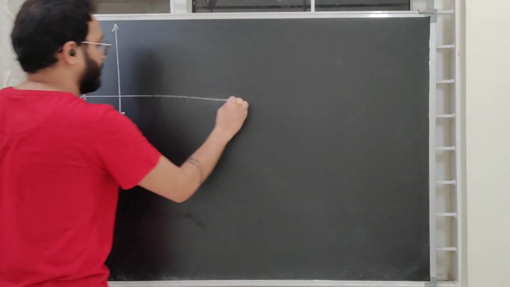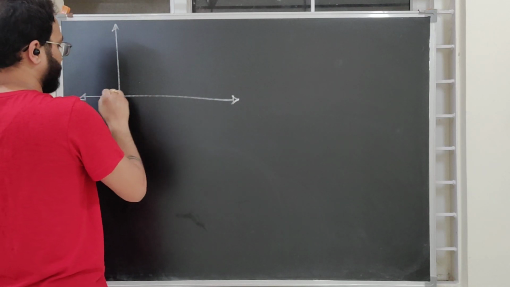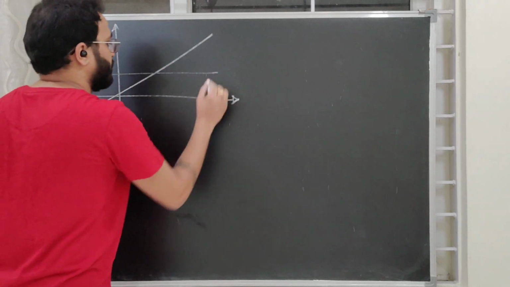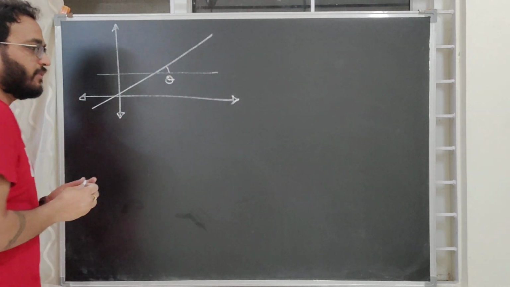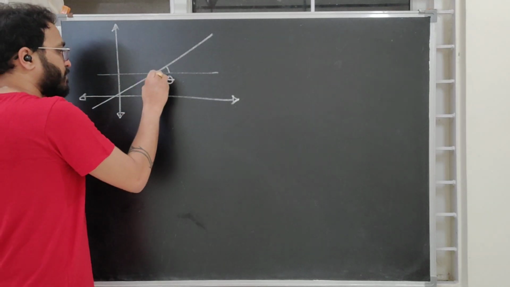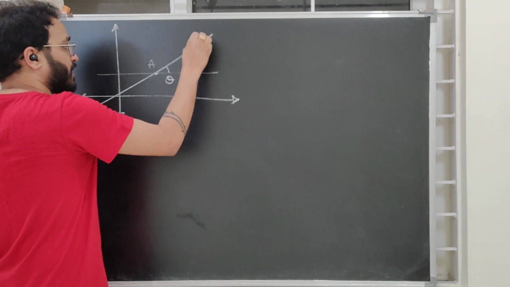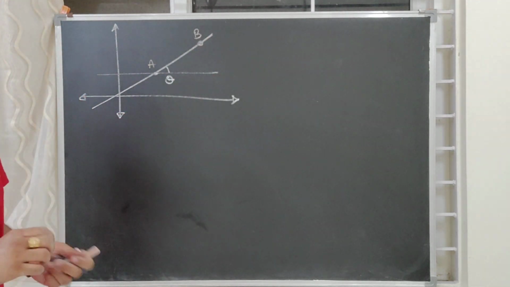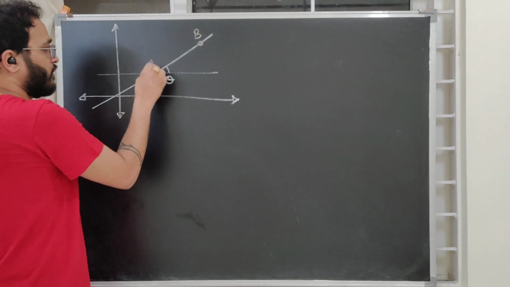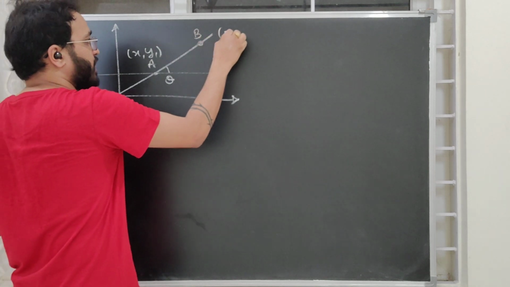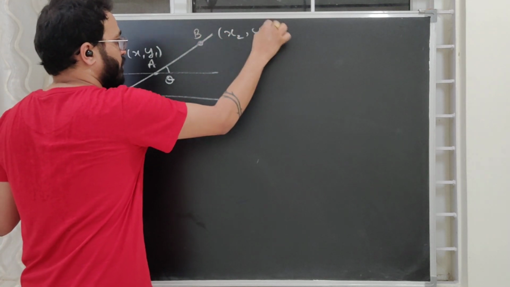Suppose this is a straight line and this angle is theta, right? And let me take some points. Let me take this is point A and let me take this is point B. Okay. Now let's say the coordinates of point A are x1, y1 and coordinates of point B are x2, y2.